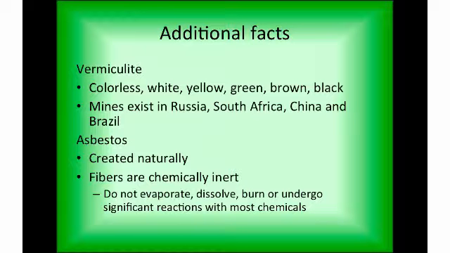Some additional facts are that vermiculite comes in colorless, white, yellow, green, brown, and black. Although the mine was closed in Libby, Montana, mines still exist in Russia, South Africa, China, and Brazil. Asbestos is created naturally with fibers that are chemically inert, meaning it does not evaporate, dissolve, burn, or undergo significant reactions with most chemicals.